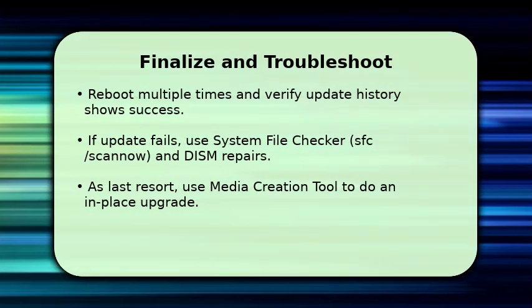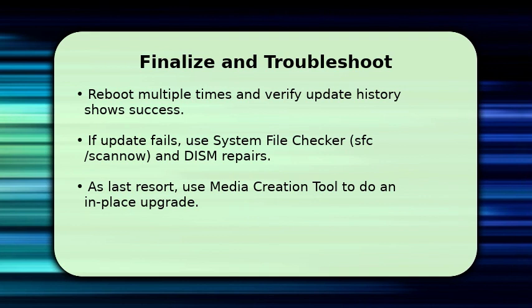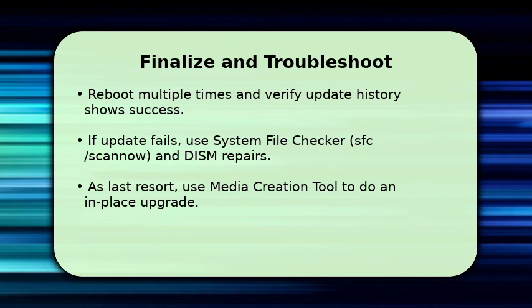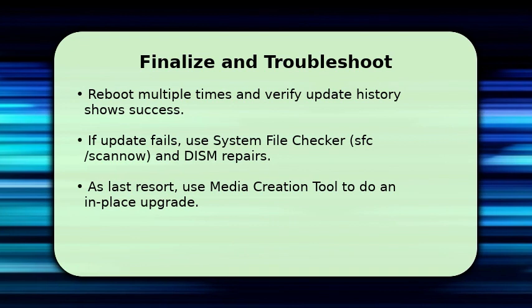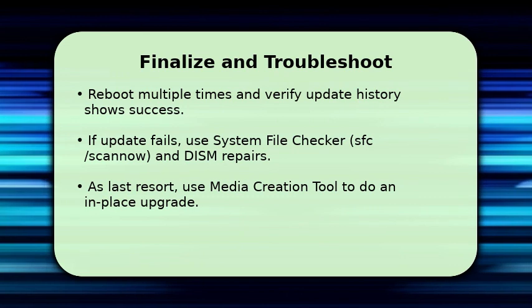You'll finish the update and apply final recovery steps if needed. After installation, reboot the PC a couple of times and confirm update history lists successful updates. That ensures services restarted correctly. If an update still fails, run sfc /scannow to fix corrupt files, then DISM with RestoreHealth to repair the image. These often resolve installer errors. If problems persist, use the Media Creation Tool for an in-place upgrade, which preserves apps and settings, and try creating install media as a last resort.